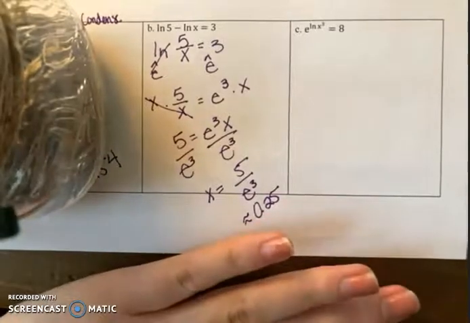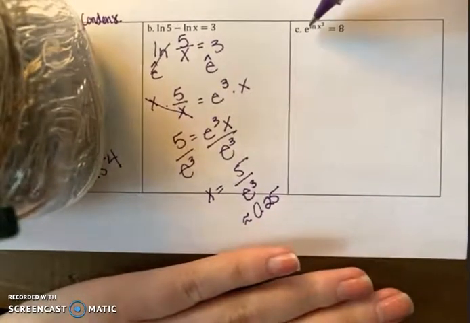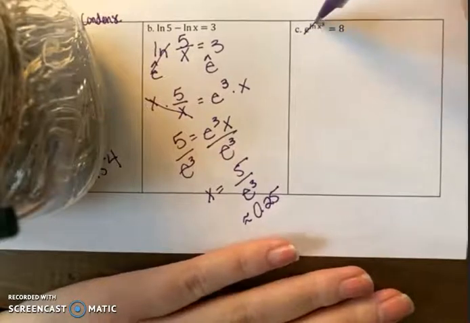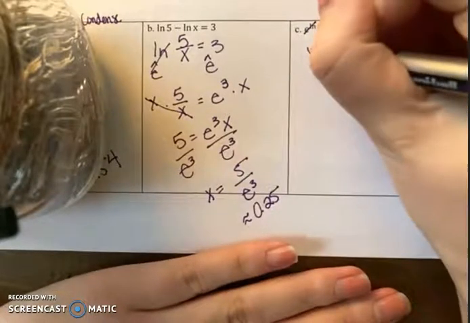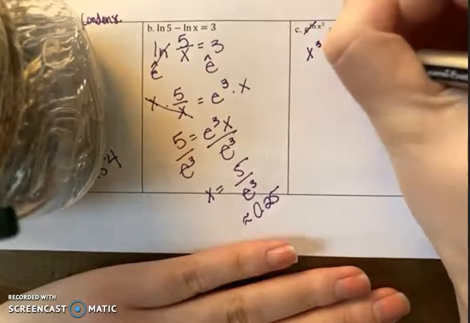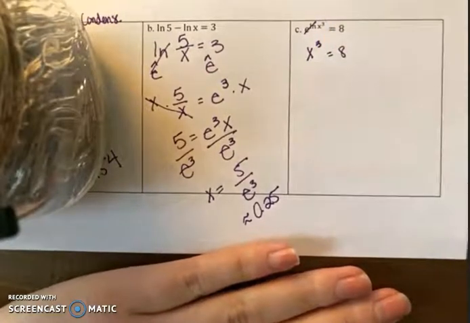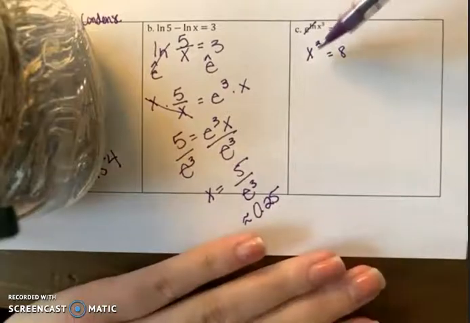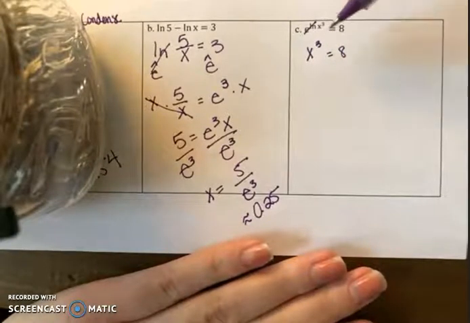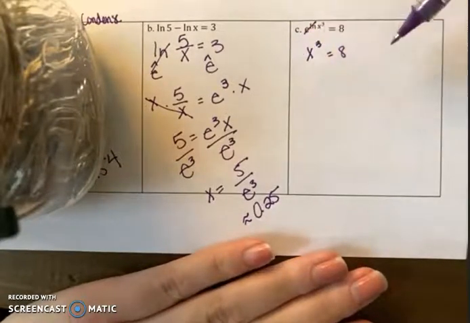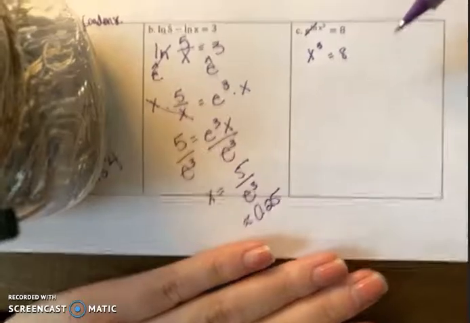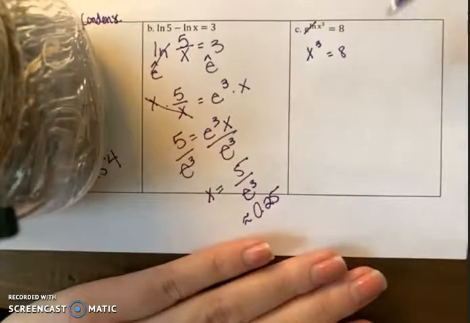Part C, we already have the e and the natural log right next to one another, so those would cancel right away, leaving us with x cubed on the left-hand side and 8 on the right-hand side. Now think back to whenever we had x squared equaled some number. To undo a square, we would take the square root of each side, putting a plus or minus out front because we were undoing an even power.